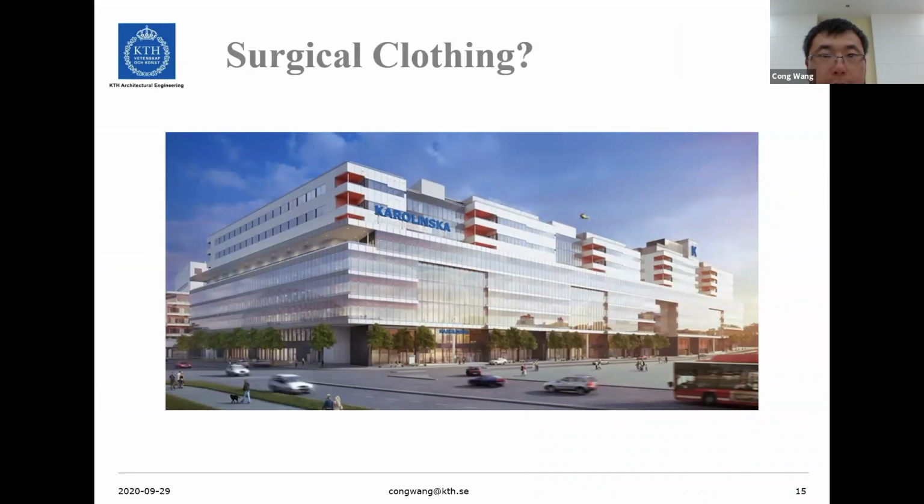As you remember, the second solution is the high-performance clothing. But maybe you have already heard some news regarding the new Karolinska hospital. The doctors and nurses are reluctant to wear very tight surgical clothing because they don't feel comfortable. And we know that making surgical staff, doctors and nurses feel comfortable is very important to ensure the safety of the surgery, to eliminate any human errors. Therefore, trying to use very tight surgical clothing is not an option either.